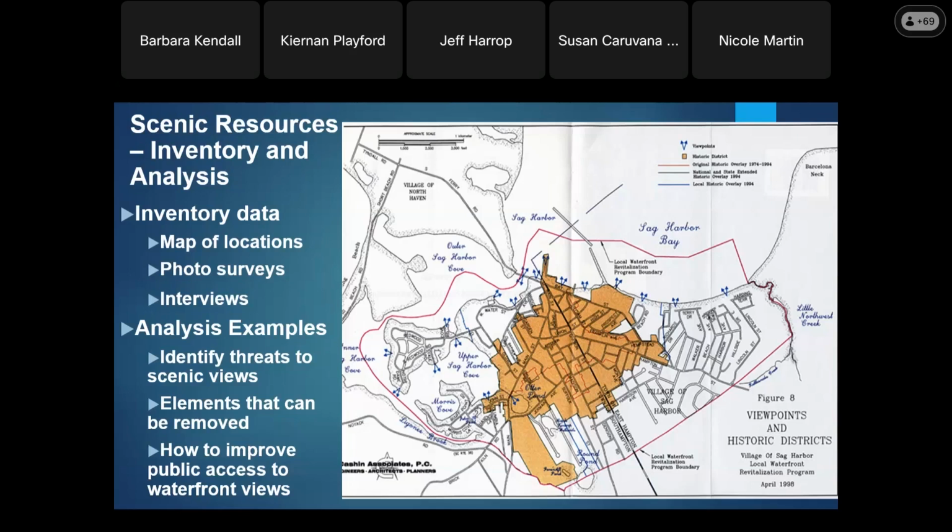Maps can be supplemented with photographs that present the view. A complementary narrative should describe what is seen in the view and how this contributes to the image of the waterfront. The analysis component would be identifying certain questions like, how will new structures or uses impact existing views? Is it possible to remove or restore unattractive elements in order to improve the quality of a view? How can public access to waterfront views be improved or better utilized to promote revitalization goals?